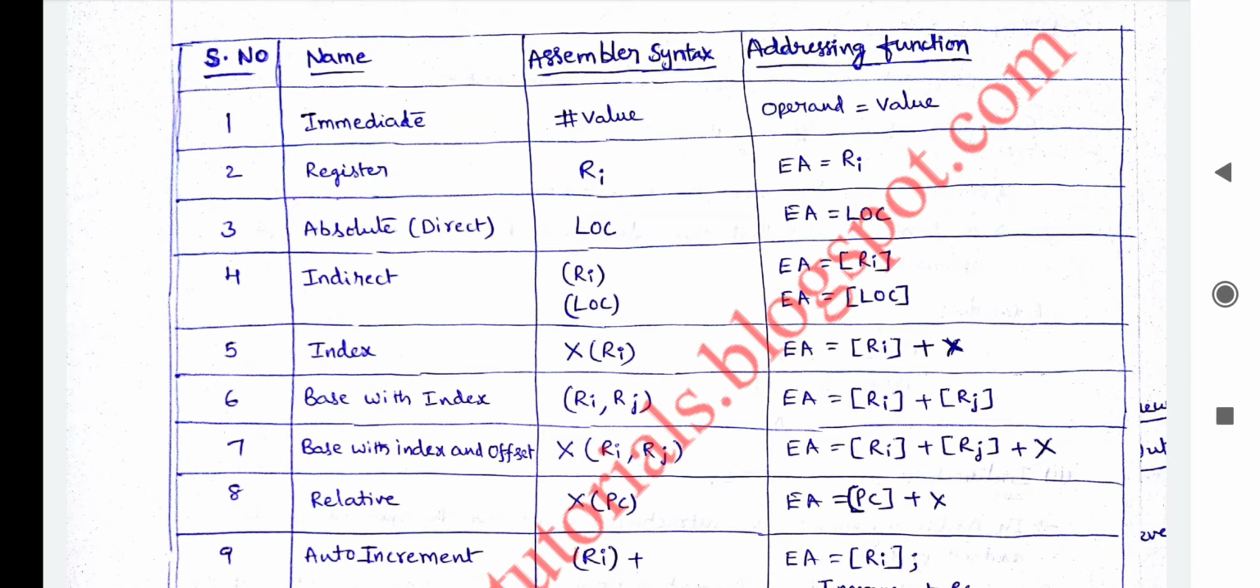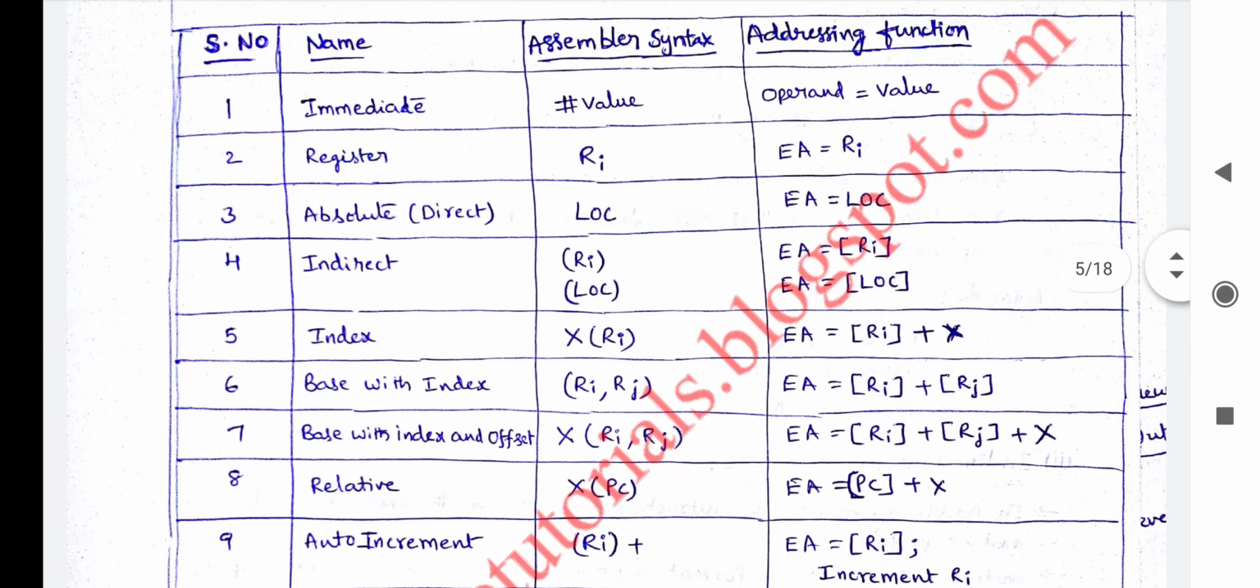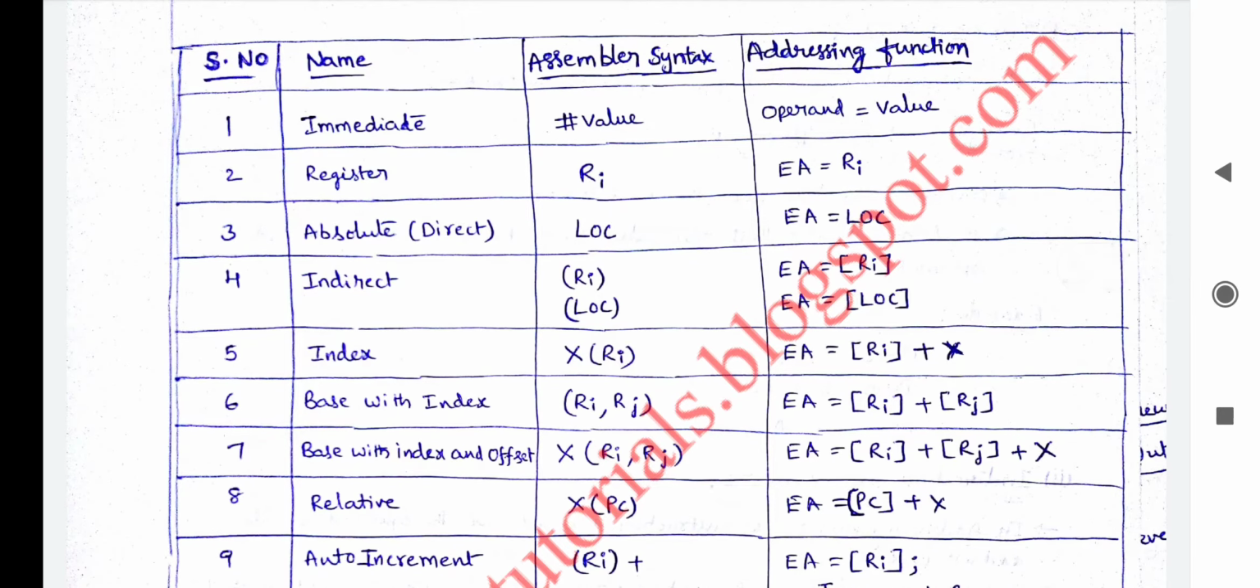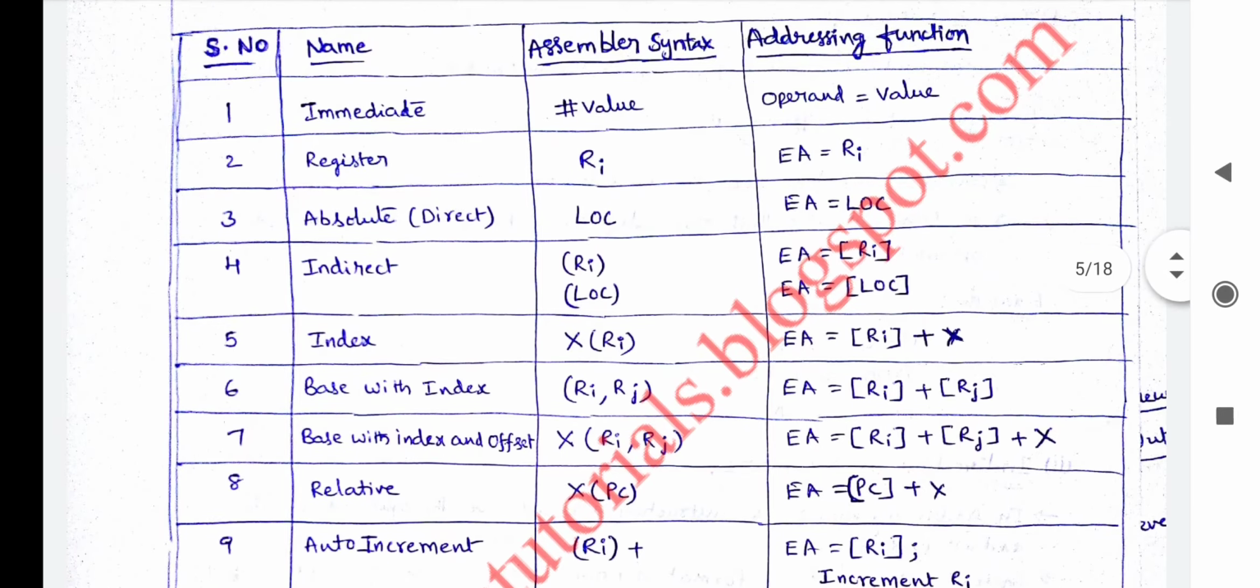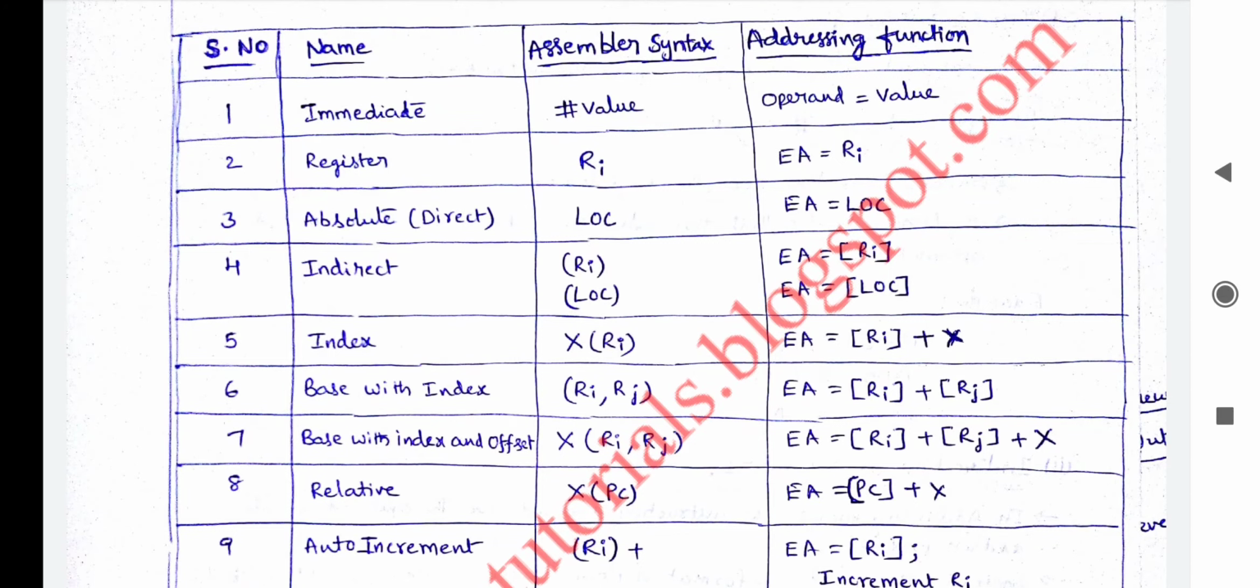Next, absolute addressing mode. This is also called direct addressing mode. Assembly language syntax: this is a location. We have to represent that as a location. This is the addressing function. EA is equal to location. Effective address is equal to location. Indirect addressing: the syntax is RI in parentheses, and EA is equal to the contents of RI, and the effective address is equal to location.